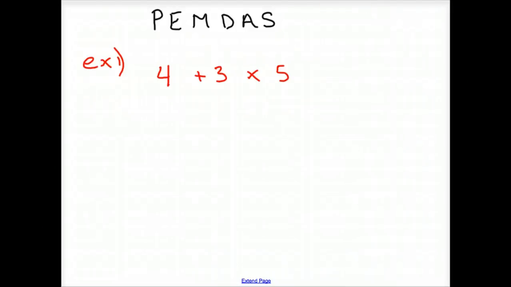Order of operations. Great idea to start with writing PEMDAS on the top of your page, as we did here. First example, 4 plus 3 times 5. According to PEMDAS, we have addition and multiplication, and as we can see, multiplication comes first.